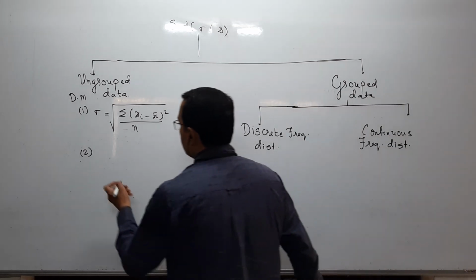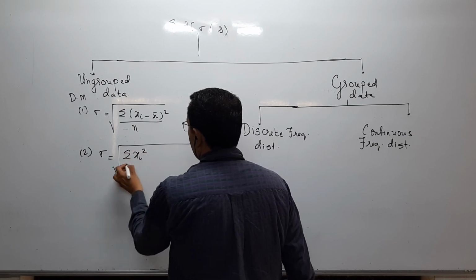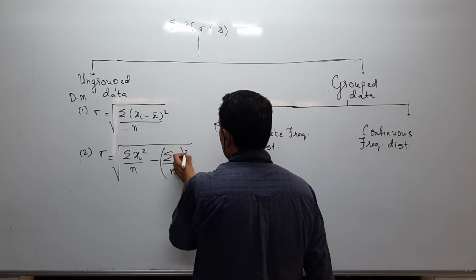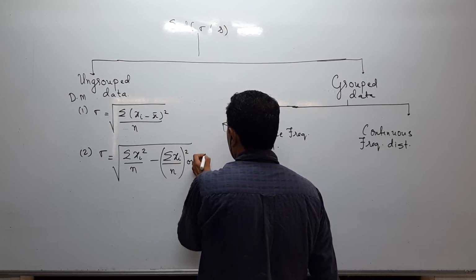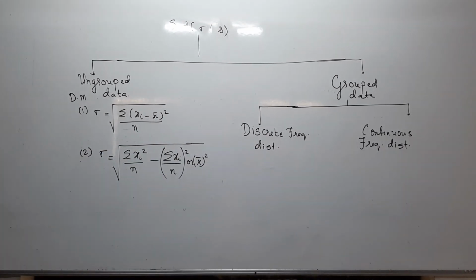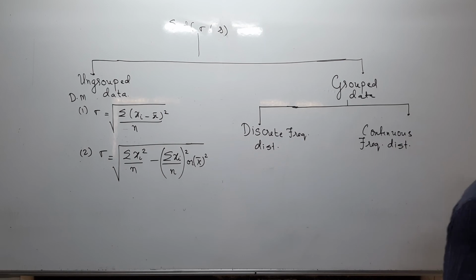Second formula we wrote like this: sigma is equal to square root of summation xi square upon n minus summation xi upon n the whole square, or even I can write this as x bar square. Even this can be written as x bar the whole square. Generally, the second formula is preferred when x bar is not an integer.